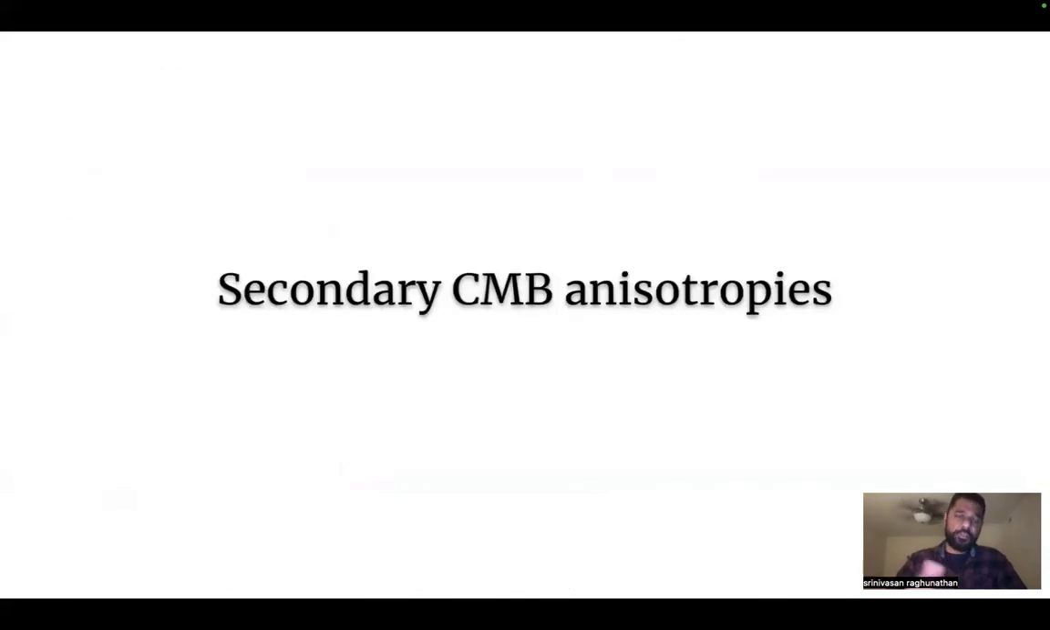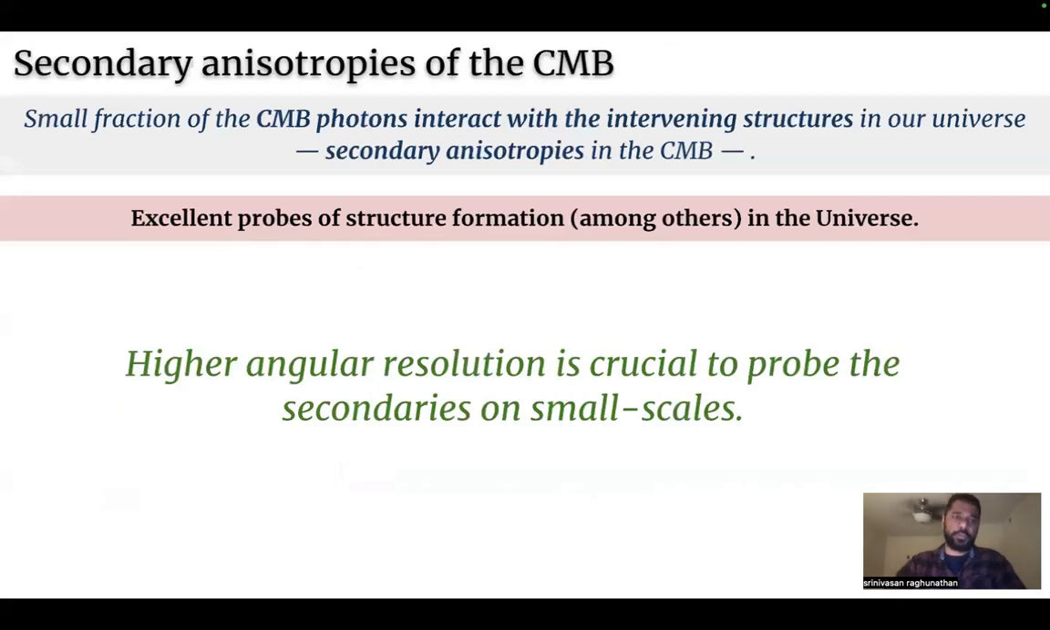Like I said, the previous slide was made with CMB lensing. Also, CMB lensing adds a lot to the Hubble constant measurement. CMB lensing is one of the secondary anisotropies of the CMB. So what exactly are these? Let me go into those things now. Like I said before, a small fraction of the CMB photons interact with intervening structures in the universe, giving rise to the secondary anisotropies of the CMB. Since they interact with every structure that we know in the universe, they are excellent probes of structure formation, among other probes like galaxy surveys, for example.